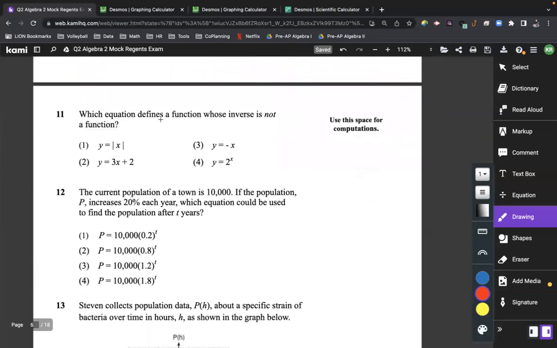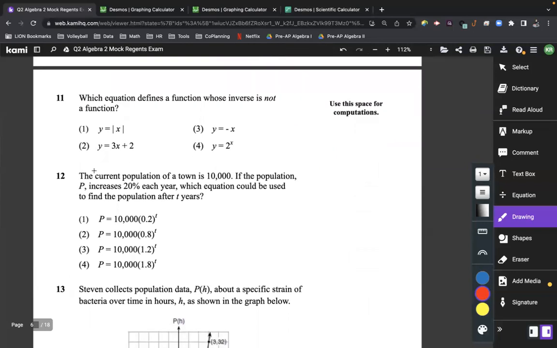Now, which equation describes a function whose inverse is not a function? I was hoping you guys would remember kind of what we discussed in class. But remember, a function is when you switch it out, right? So x equals 3y plus 2. X equals negative y. This would be x equals 2 to the y power. Now, here, this is an issue. The answer is clearly 1.